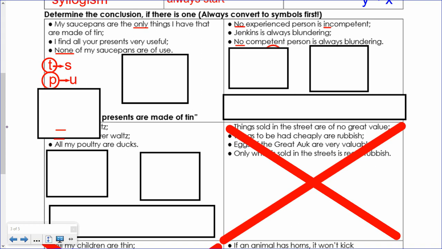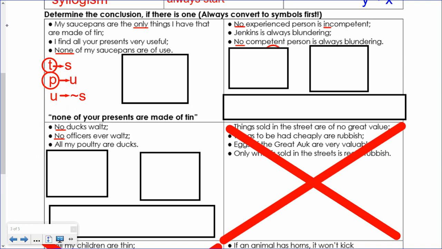So if you were going to say it as a conditional, you'd have to say, if it is of use, then it's not a saucepan. We talked about that on day 1. If it starts with none or no, these ideas swap. So if it is of use, then it's not a saucepan. Again, if it starts with no or none, it swaps the order.